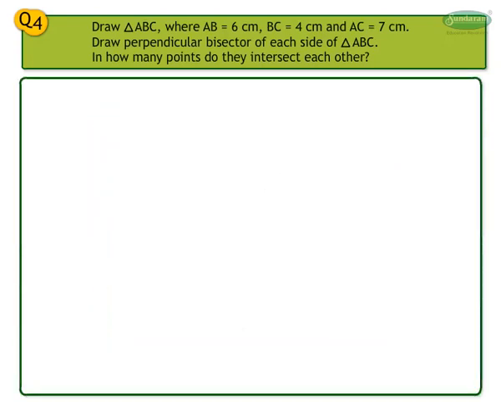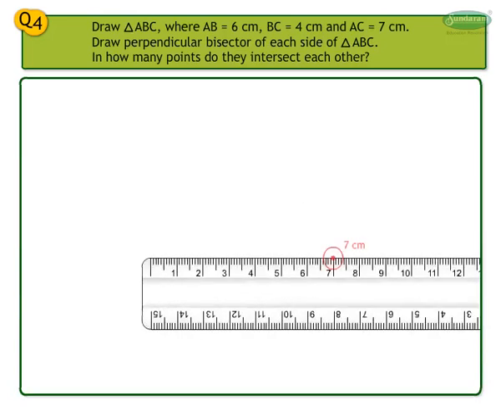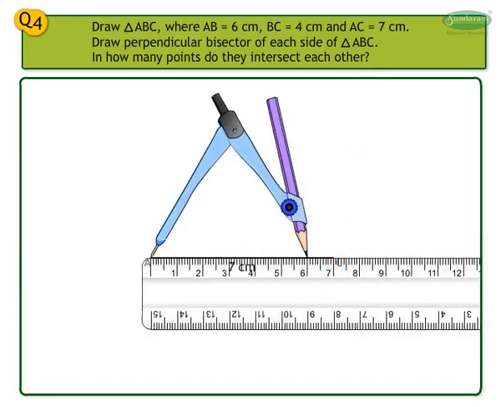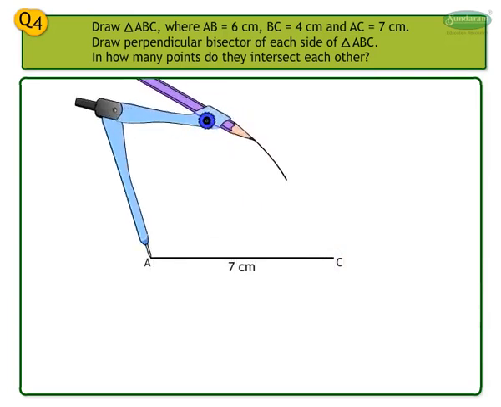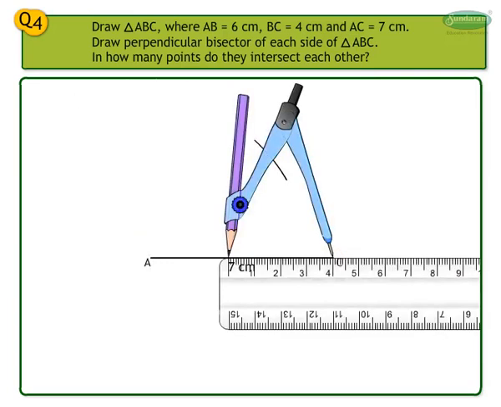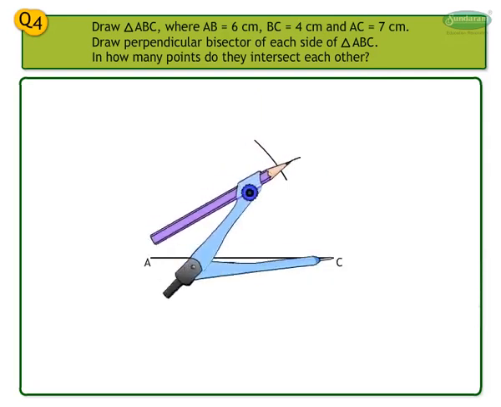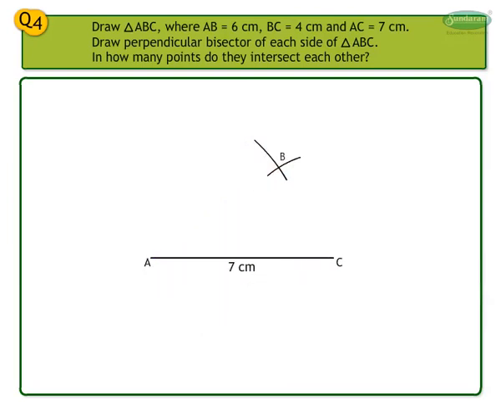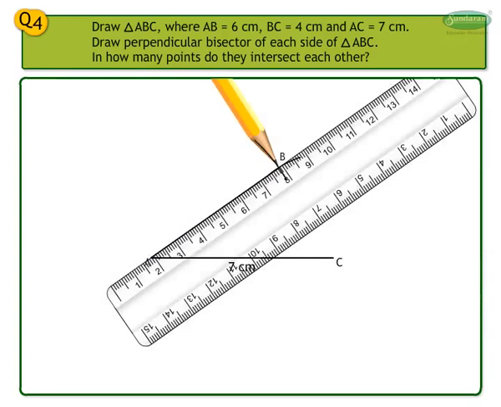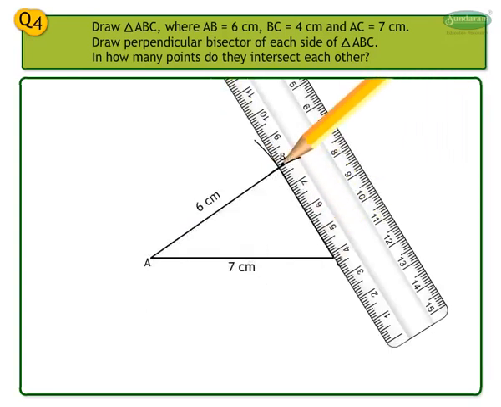Let us see the steps of construction. First, draw segment AC of length 7 centimeters. Take A as center and 6 centimeters as radius, draw an arc. Now take C as center and with 4 centimeters radius, draw another arc intersecting the previous arc at point B. We have constructed triangle ABC.